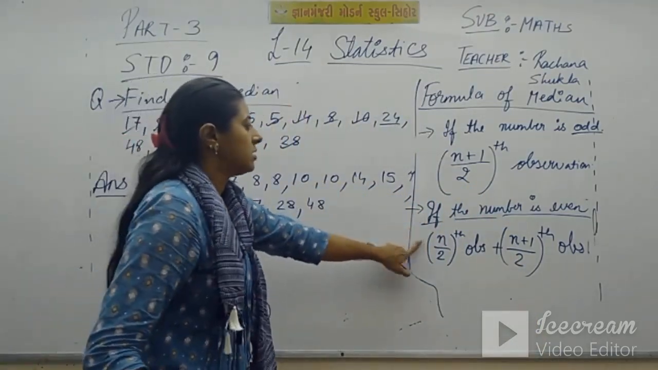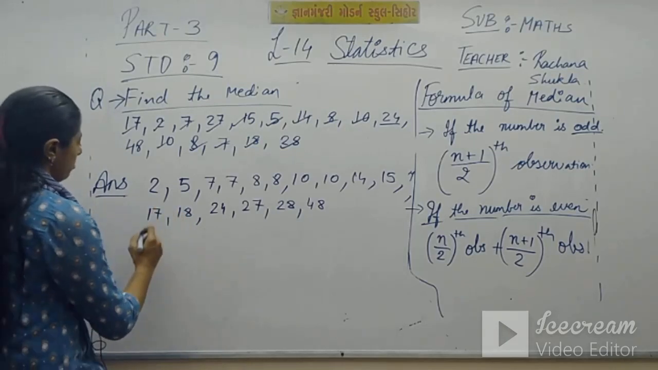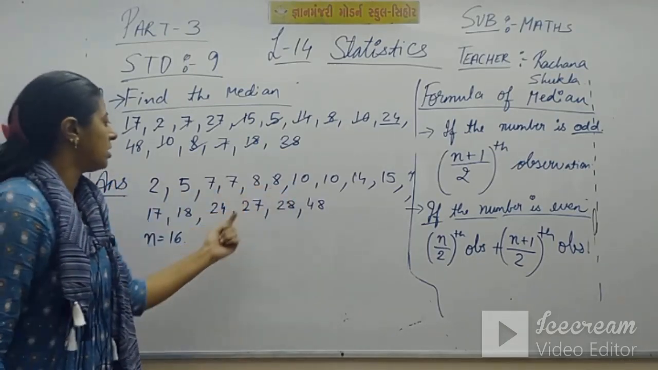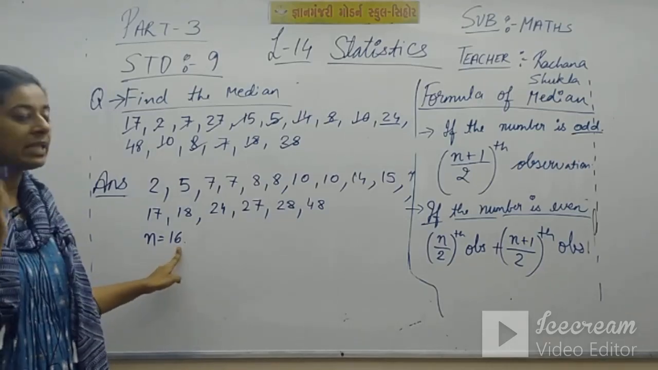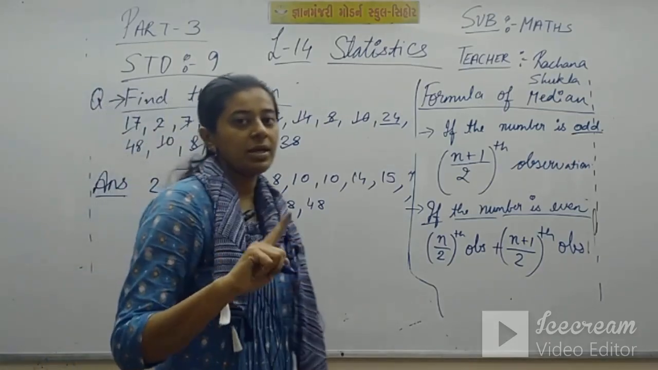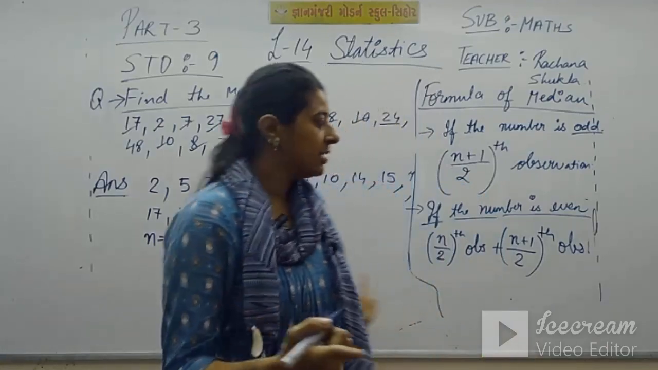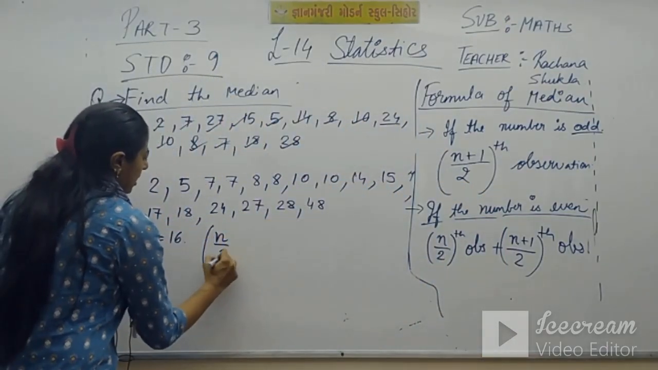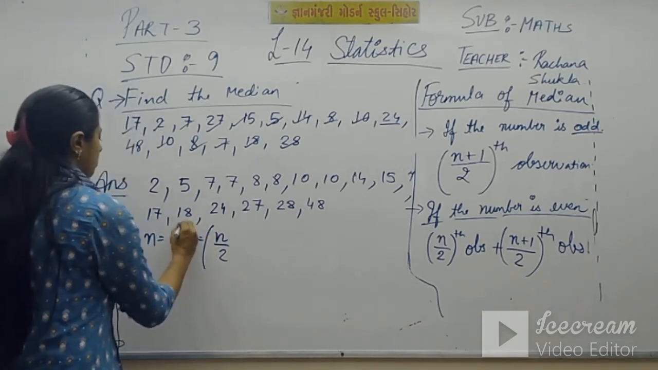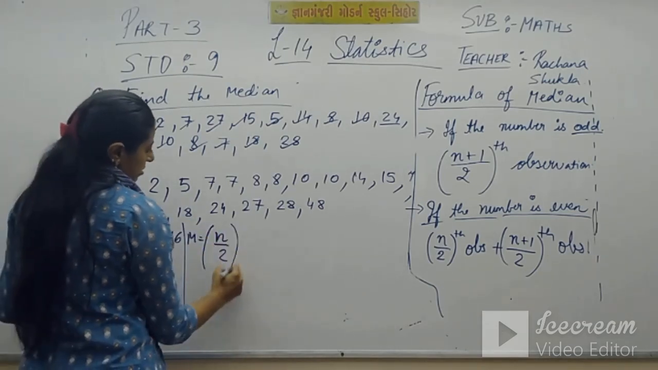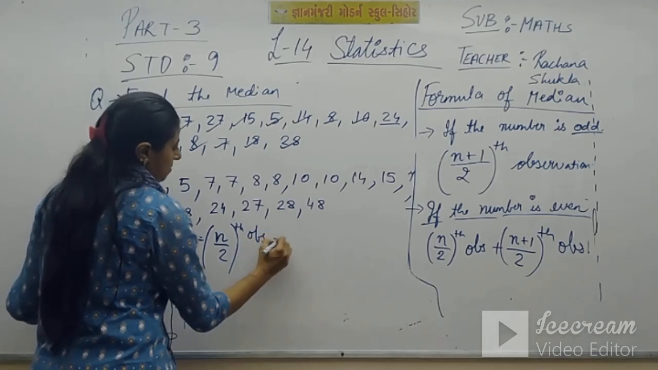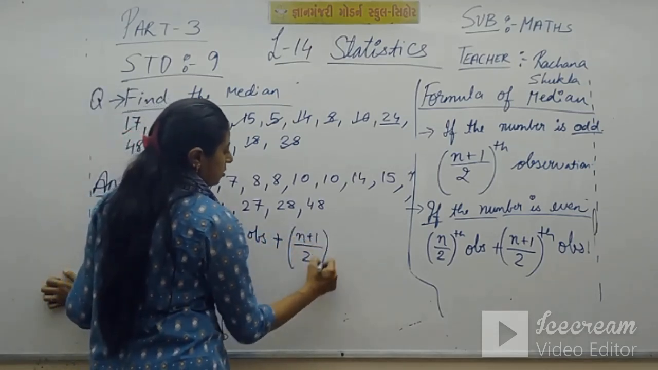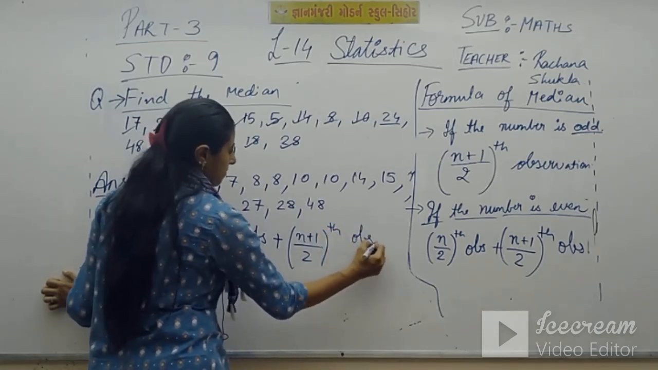So we will use this formula. First, write down n equal to 16. You have to count the numbers, n equal to 16. Then you have to find out whether it is odd or even. This is even. So your formula will be median equal to the (n upon 2)th observation plus the (n plus 1 upon 2)th observation.